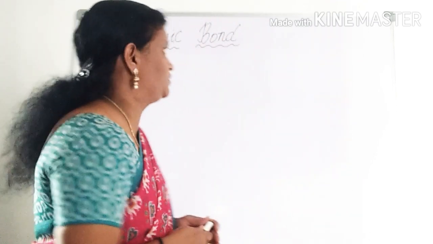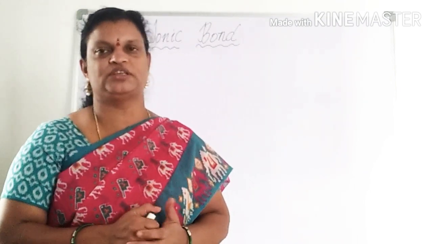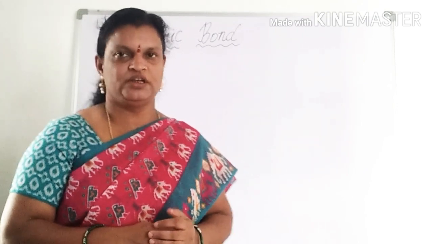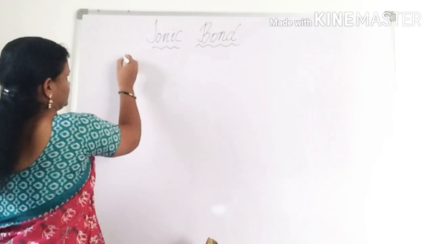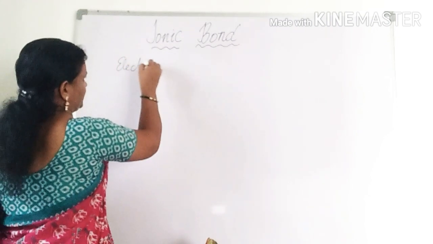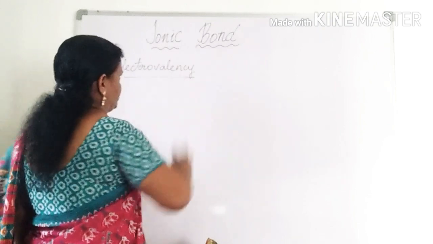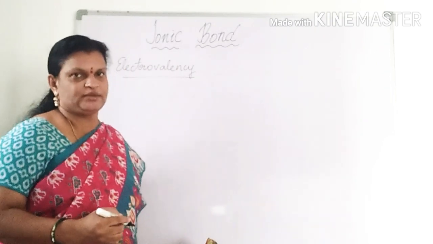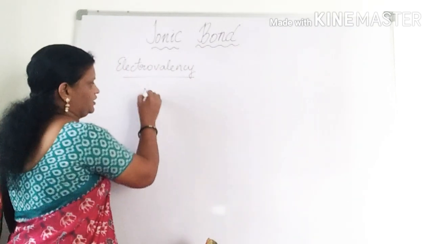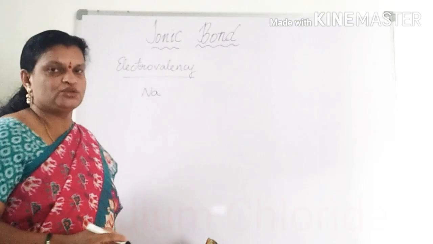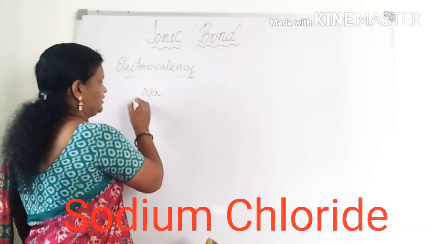So here we'll see the electrovalency concept, some examples, and also how this ionic bond formation takes place in different types of compounds, right? To explain this electrovalency, let us take some examples. I am taking sodium here. You know already that the atomic number of sodium is 11.